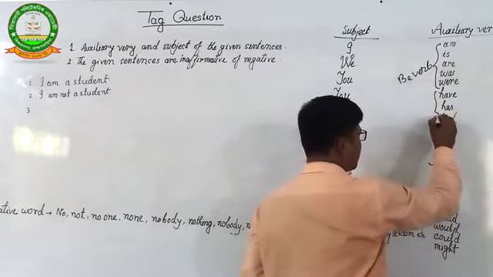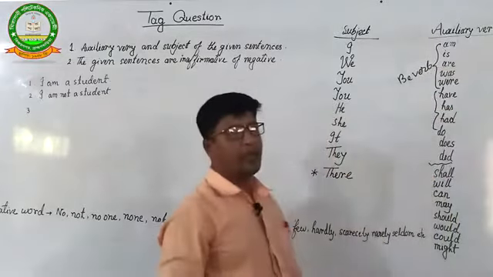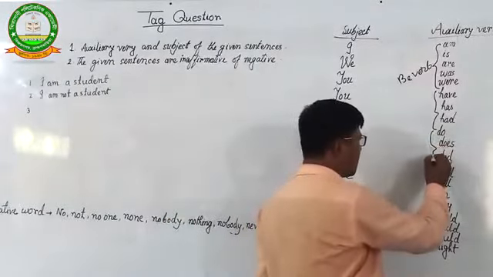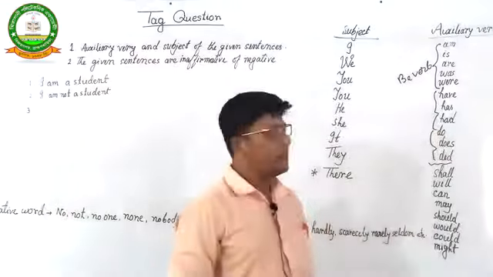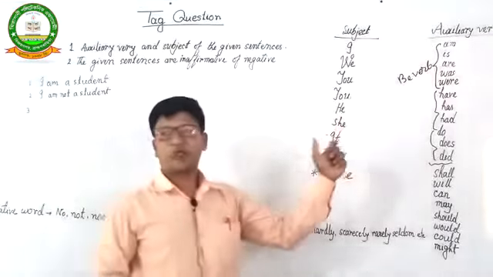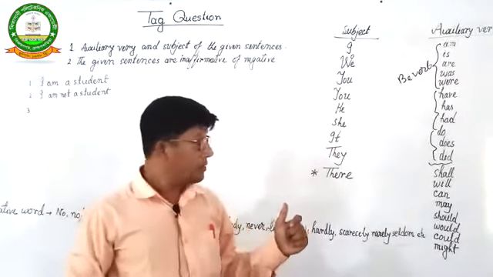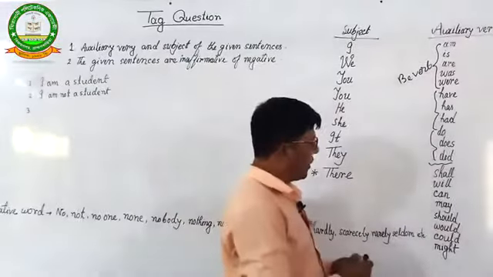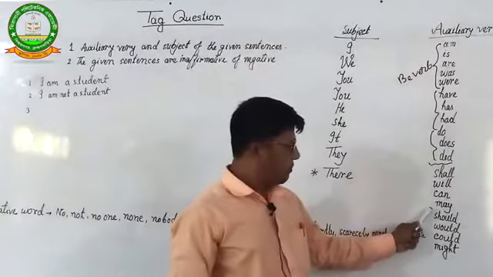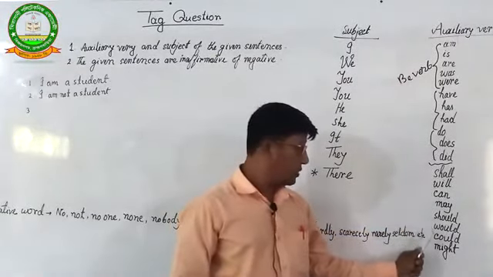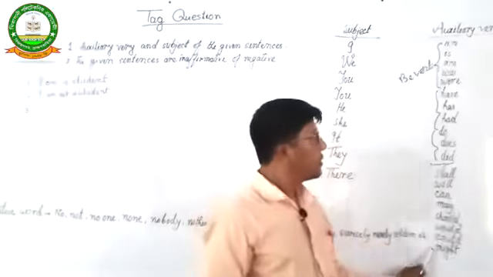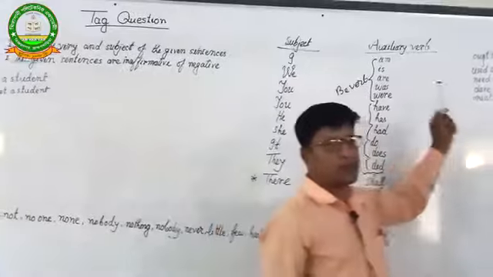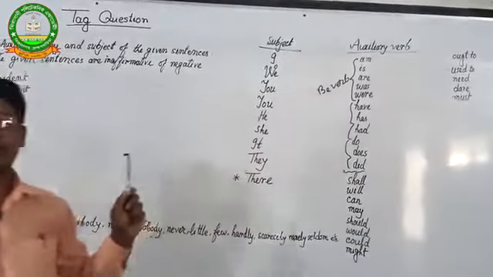Second, have verbs: have, has, had. And do verbs: do, does, did. These 11 verbs are primary auxiliaries. And second, the modal auxiliaries: shall, will, can, may, should, ought, could, might, ought to, used to, need, dare, must. These are the auxiliary verbs.